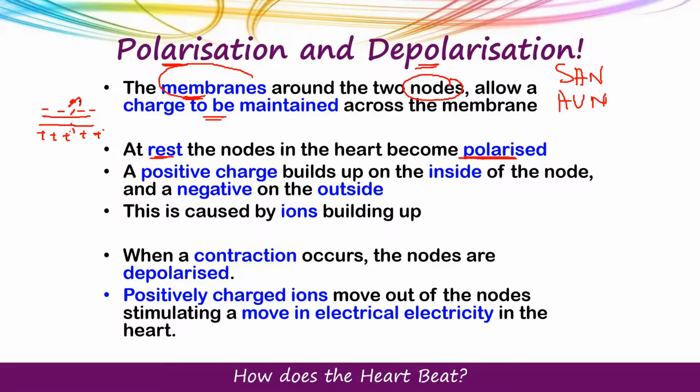At rest, the membranes at the two nodes, the sinoatrial node and the atrioventricular node, are polarized. Polarized means they maintain this barrier: positive charges are more inside and the negative charges are more outside. As the contraction happens, the positive charges start to go outside. This change in the charges causes depolarization, and this is what stimulates the movement of electricity in the heart. This is what brings about, or starts, the contraction.